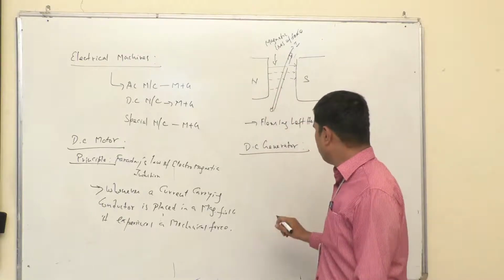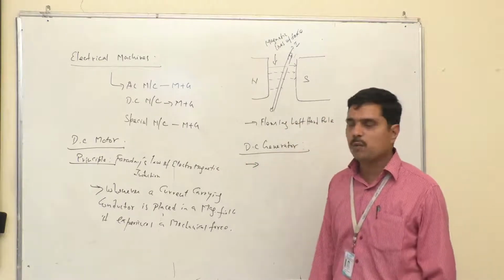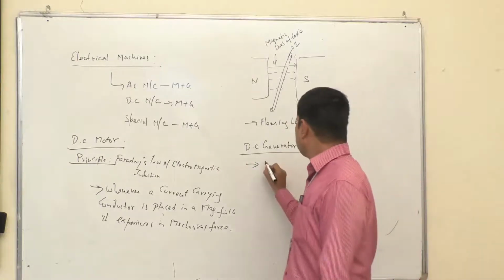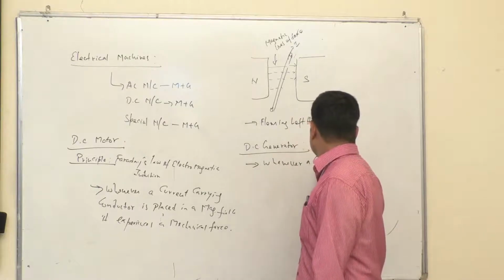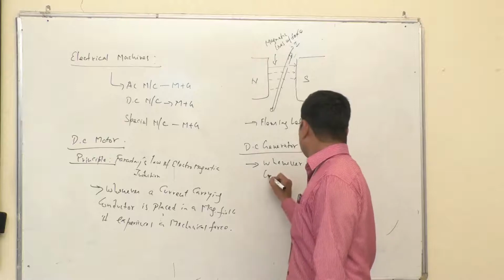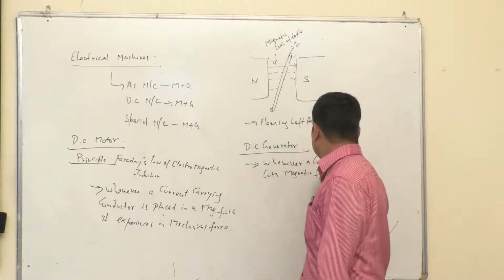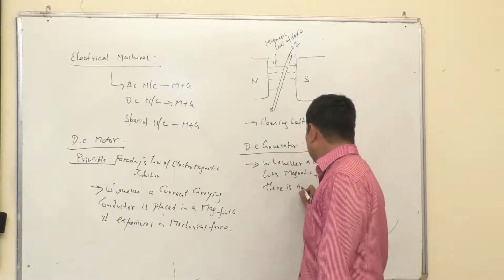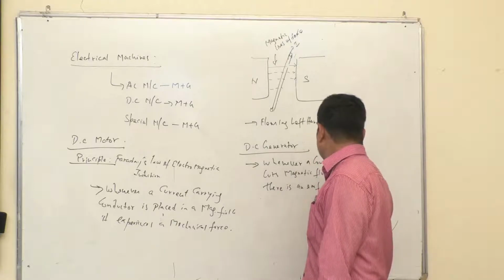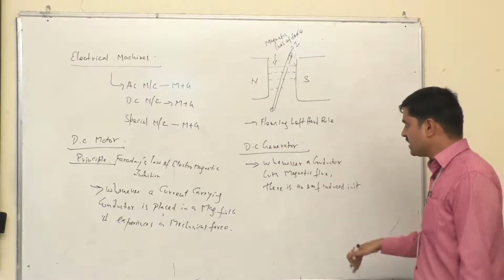So we come to the generator also. The generator's principle is Faraday's law of electromagnetic induction. What is the principle? Whenever a conductor cuts magnetic flux, there is an EMF induced in it.